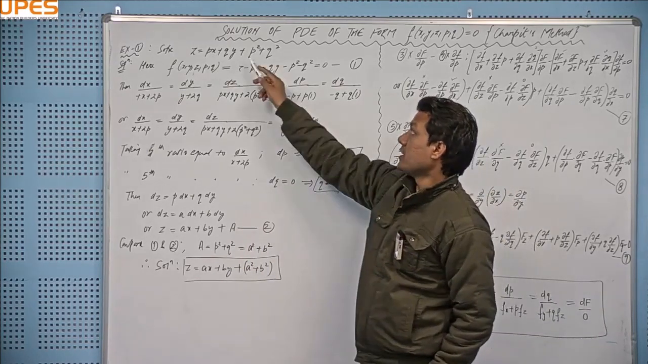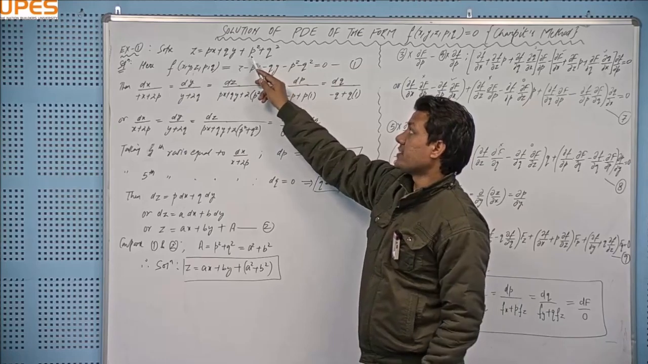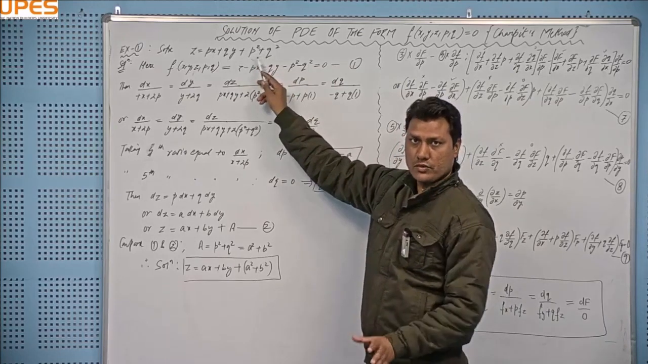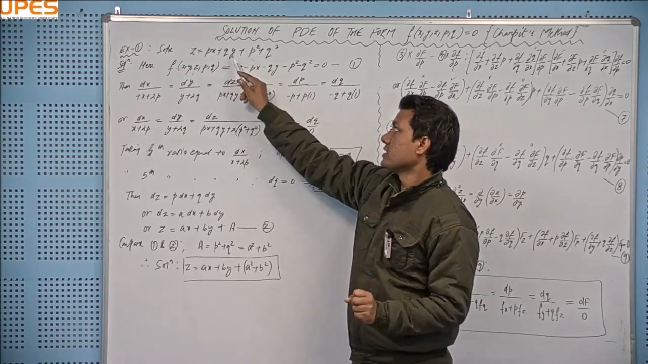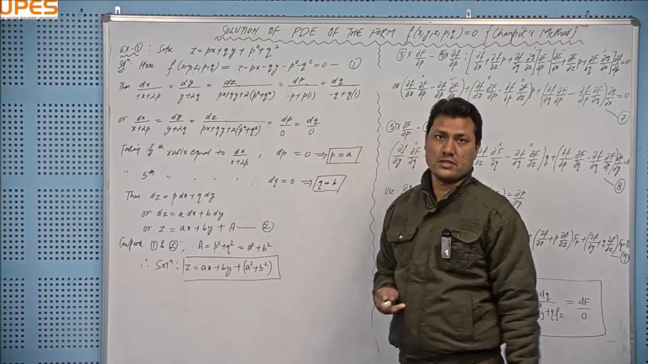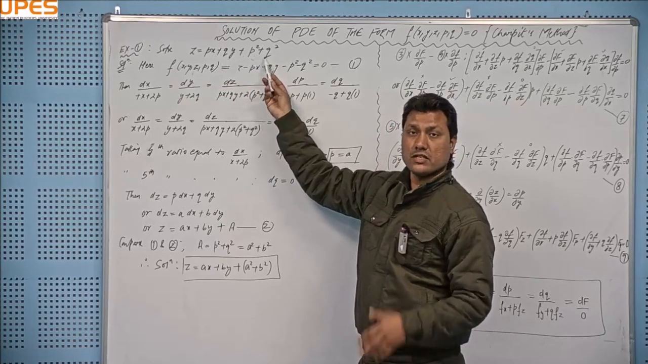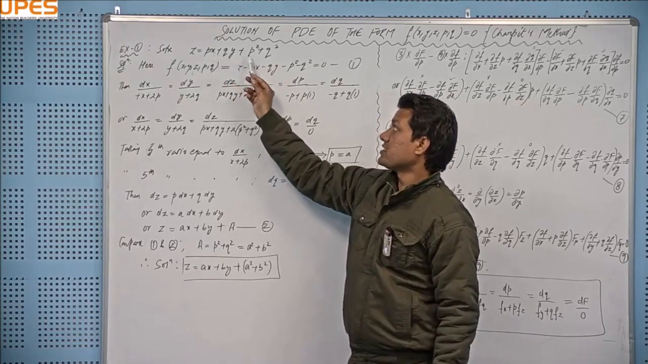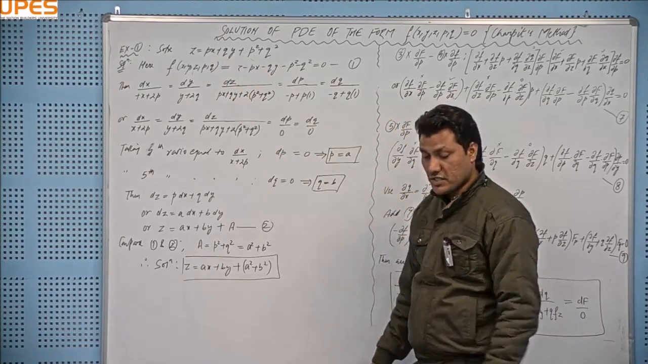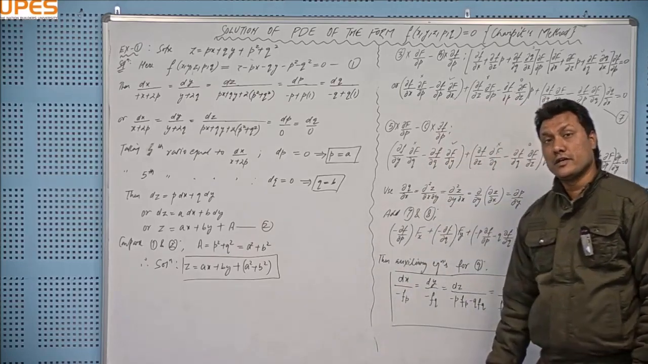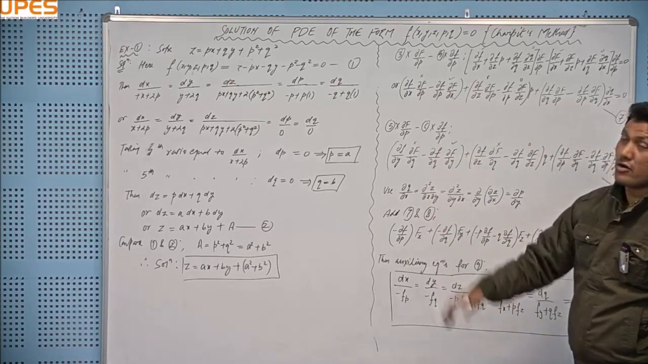If in place of p square plus q square I write log of pq, then the solution will be z is equal to ax plus by plus log ab. If I write z is equal to px plus qy plus sine of p square plus q square, the answer will be z is equal to ax plus by plus sine of a square plus b square. Means p is replaced by a and q is replaced by b, and that is called Clairaut's equation.